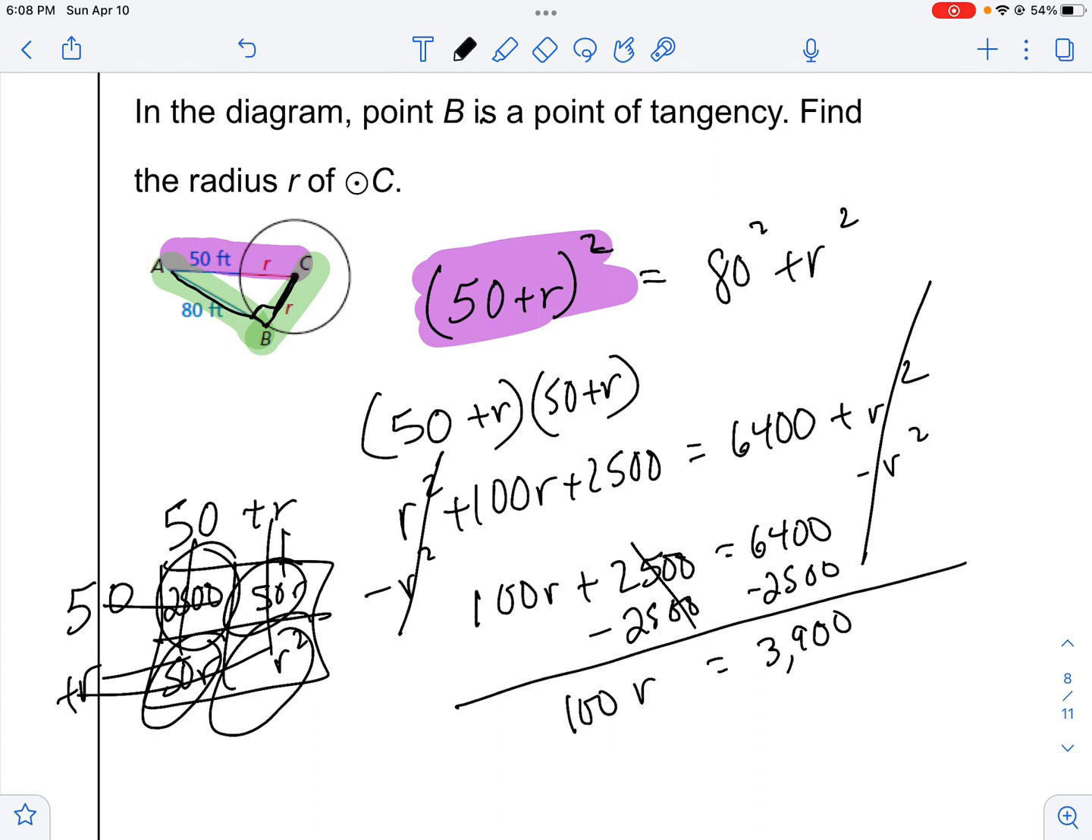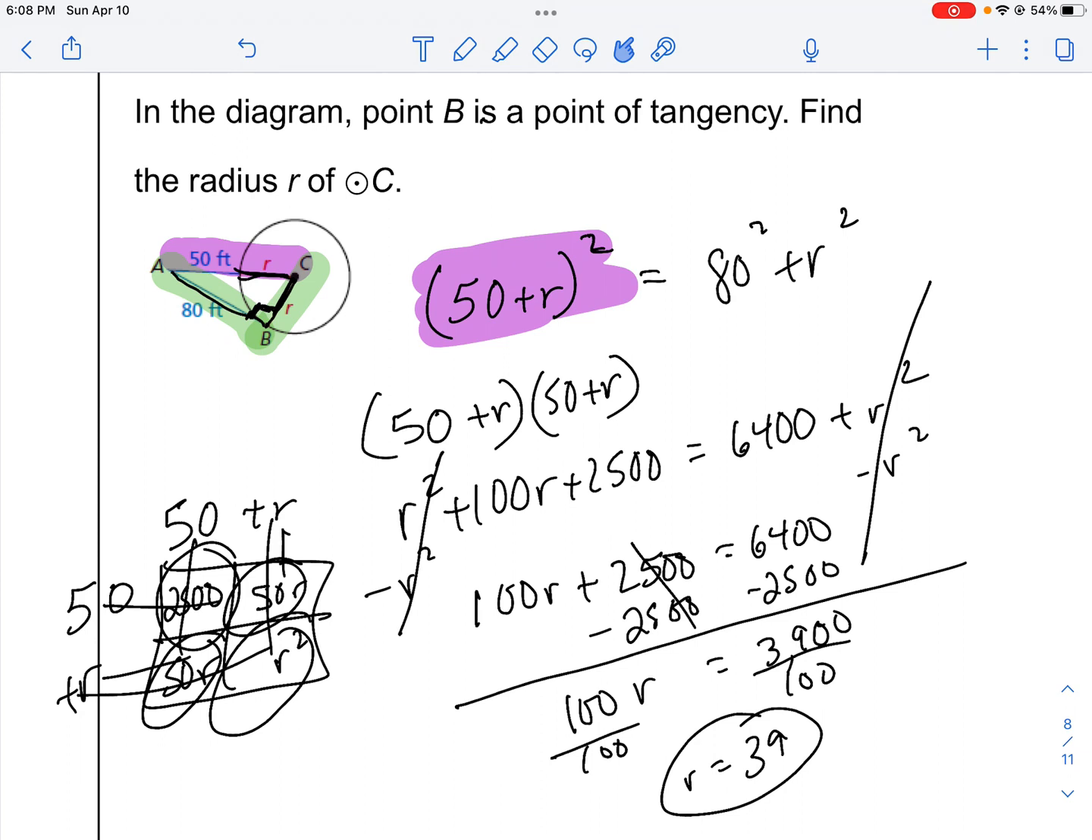And then we want to go ahead and divide by 100. So 3,900 divided by 100 is 39. So your radius here is 39. So take a look at this. Make sure you agree. Make sure I didn't make any mistakes. But again, since this is a nice right triangle, it's Pythagorean theorem, just with maybe some nastier numbers than we're used to.